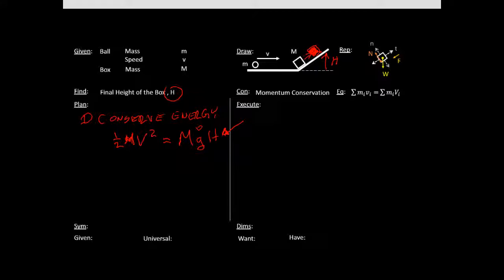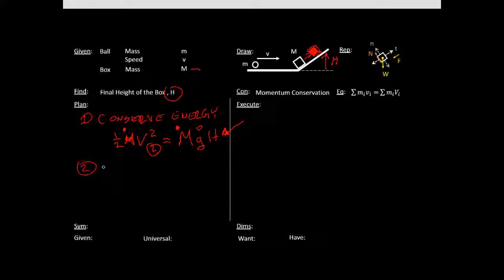G is a universal constant. That's okay. M we know because it's right there. Right. And big V we don't know. That's a big question mark. We're going to have to fix that. And big M again, we know. So how are we going to figure that out? Well, the only thing we don't know is the V, the capital V.